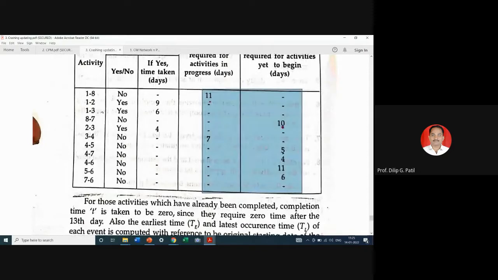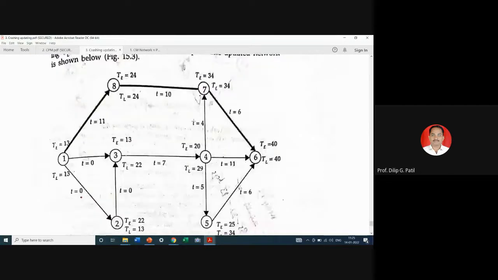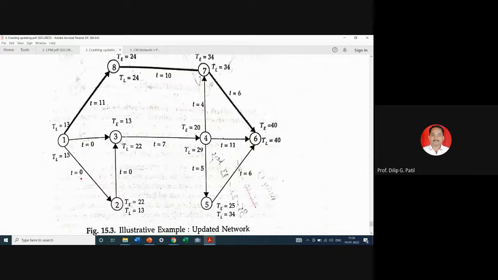1 2 3 4 5 6 7 8. So this is 1 2 3 4 5 6 7 and 8. These 8 values are the revised nature or time required to complete these activities after taking the review.